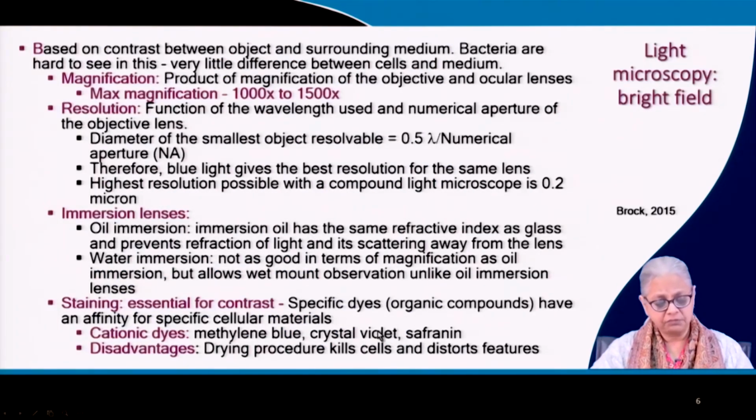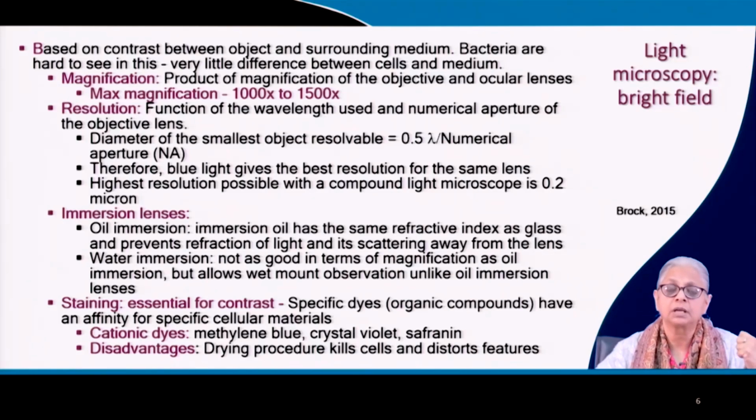So you can have specific dyes for specific cellular materials. Now, different parts of the cell, we've already seen different cell organelles and so on. I've already mentioned the fact that India ink has an affinity for the spore and not for the capsule and so on. So I've given you all those kinds of examples. So you know that specific dyes have affinity for specific cellular materials. So you have cationic dyes like methylene blue, crystal violet, safranin. These are some examples that can be used for staining and observing bacterial cultures.